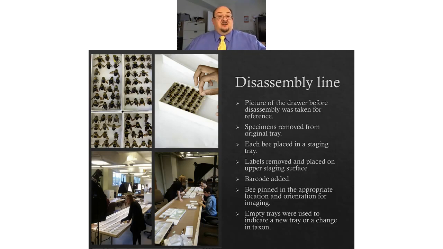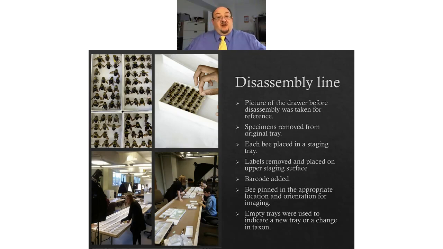Then the bee has to be pinned in the appropriate location and orientation for imaging. So again, for bumblebees, they needed to be pinned sideways so that we were capturing lateral. And for carpenter bees, they had to be positioned so that they were going in as a typical pin, but so that the dorsal surface matched where the labels were.